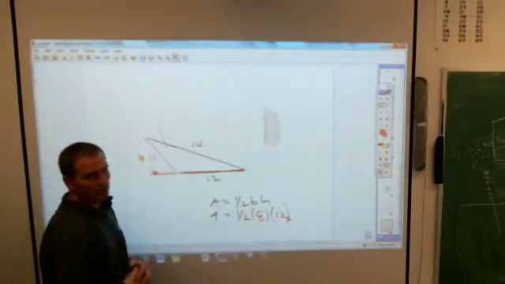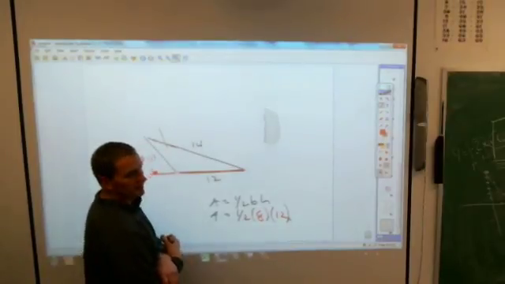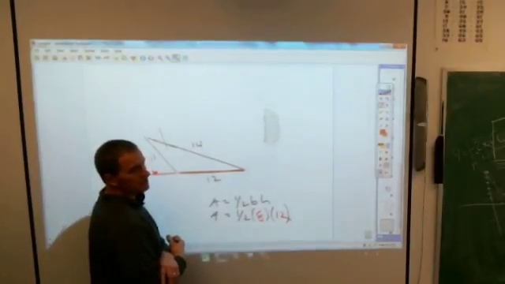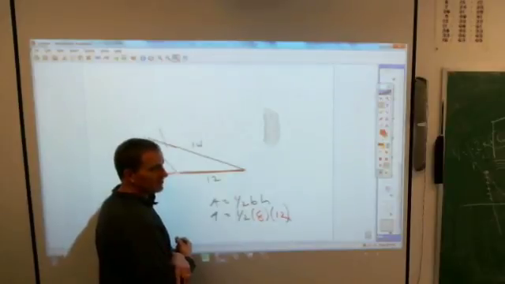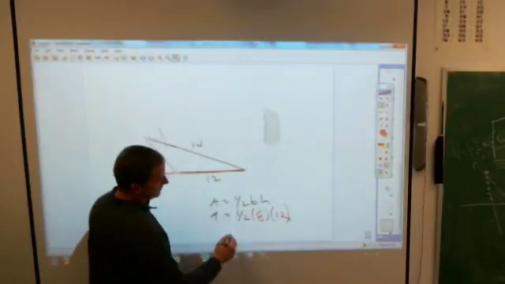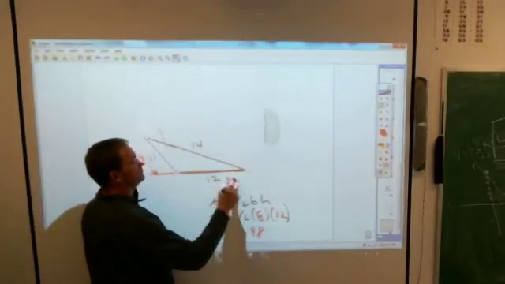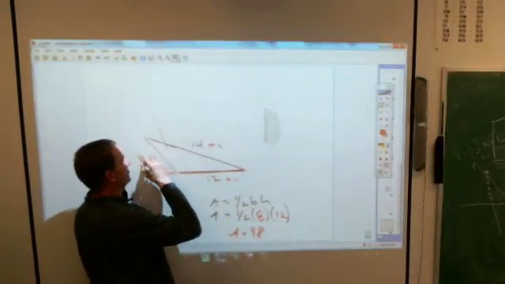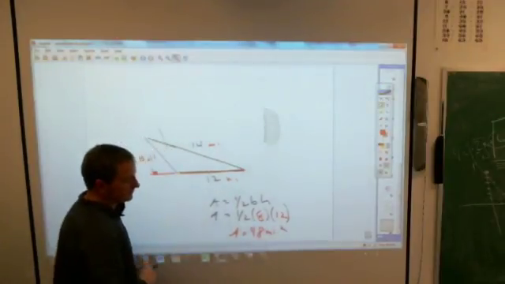So half of 8 times 12, anybody in your head? Half of 8 times 12 is? Half of 12 is? Times 8 is? 48, there you go. Area equals 48. Let's make this miles. Not drawn to scale. Miles squared.